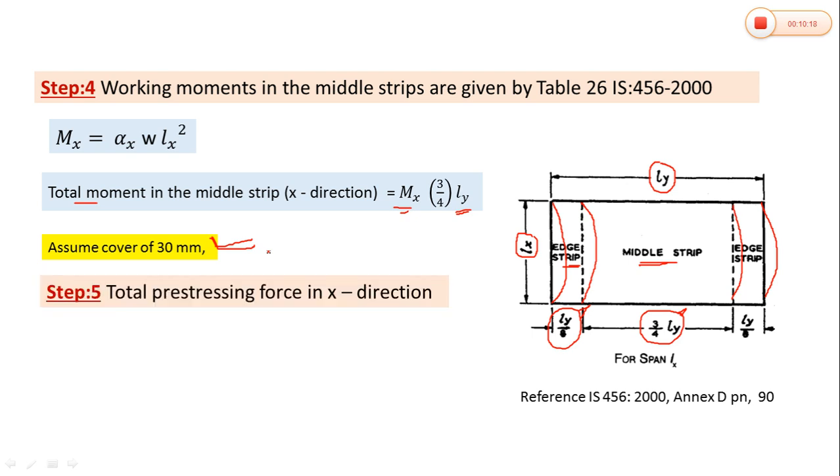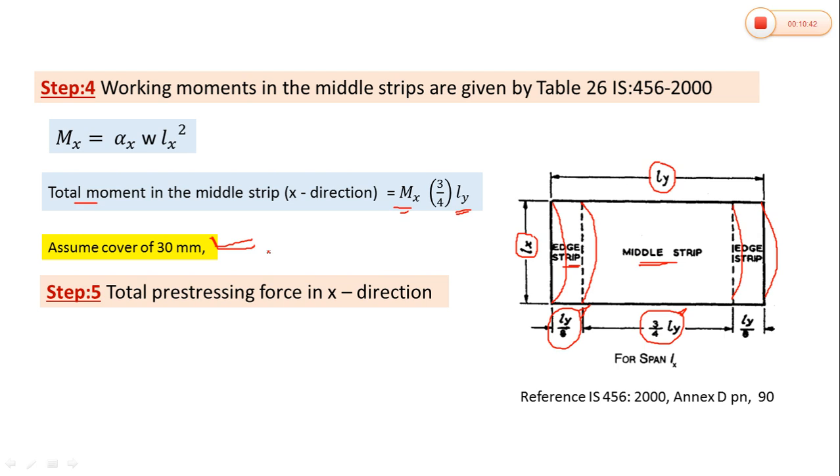The next step is calculating the total prestressing force. In step 4 we calculated the total moment, and by using this total moment we are going to find out the value of force. We know the relation between the force and moment. What is that relation? Moment is nothing but the force into the perpendicular distance, or force into the lever arm.